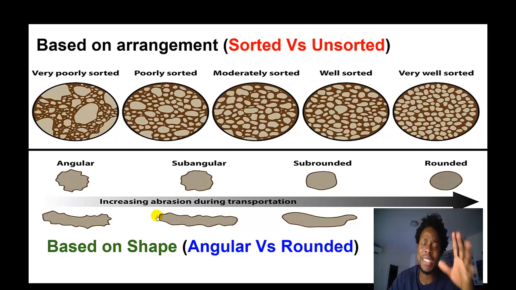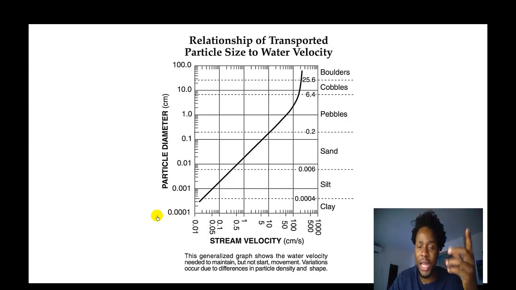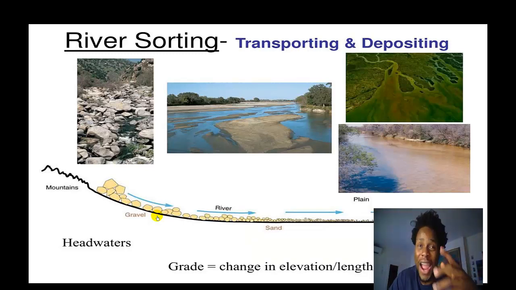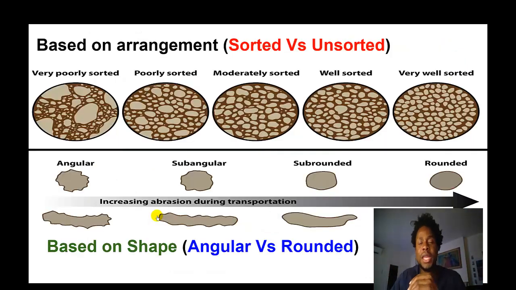All right, so those are the several ways that you can categorize sediments. First, by size, where you have clay, silt, sand, pebbles, cobbles, and boulders. Then you can also classify them according to the way they are arranged, which is sorted and unsorted. That simply means the bigger size in one side, the middle size in another area, and then the smaller size at the very end. And then you can also classify them based on the shape.